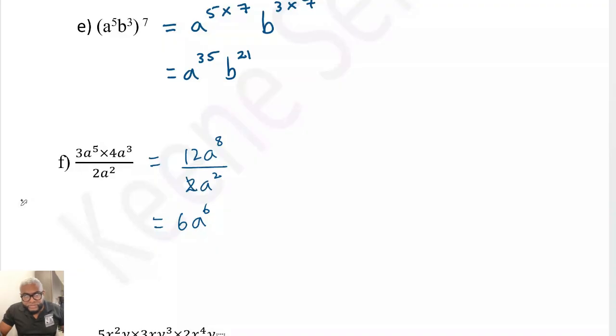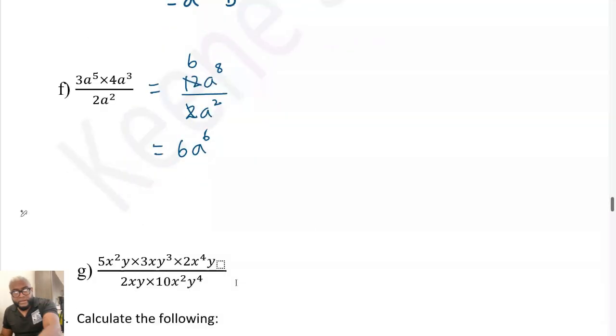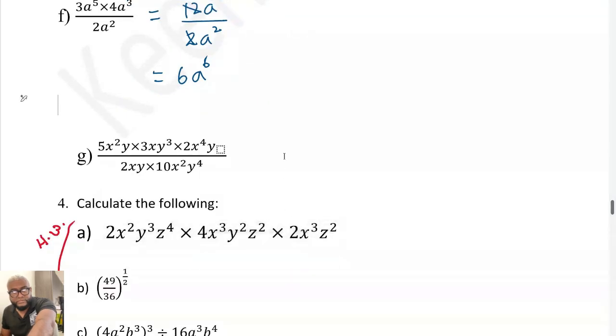2 into 12. Watch it here. 2 into 12 is 6. Oh, okay, thank you. Right? And then you're minusing the power. So you're doing 8 minus 2 to get this 6 up here. Right? Cool? Okay.